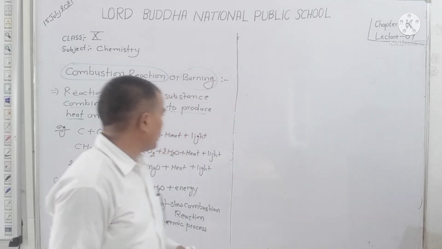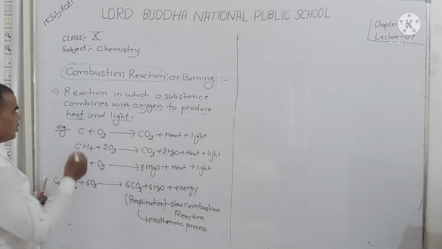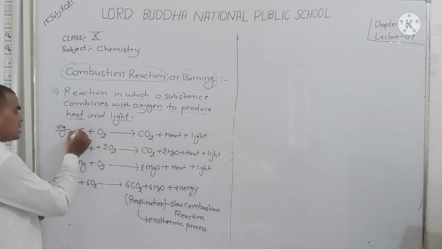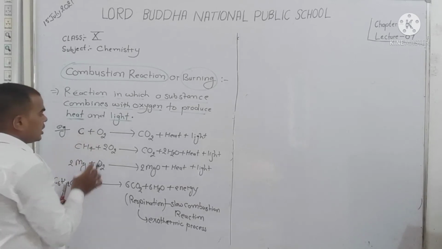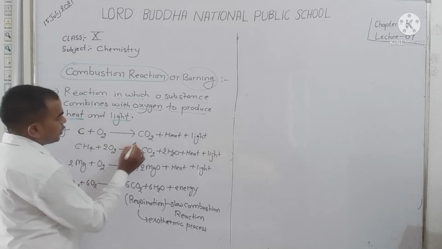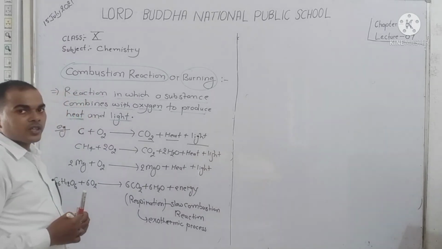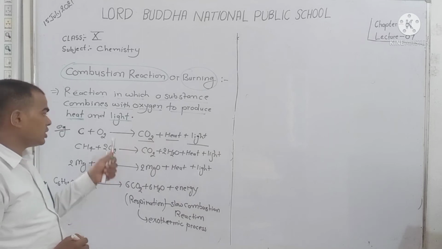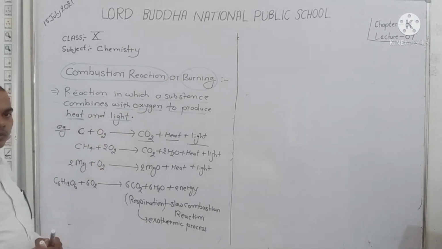Okay, student? Here, when we burn carbon like coal in presence of oxygen, oxygen combines with the carbon and produces carbon dioxide, heat and light. In this reaction, oxygen combines with carbon and produces heat and light. So this reaction is a combustion reaction or burning of carbon.